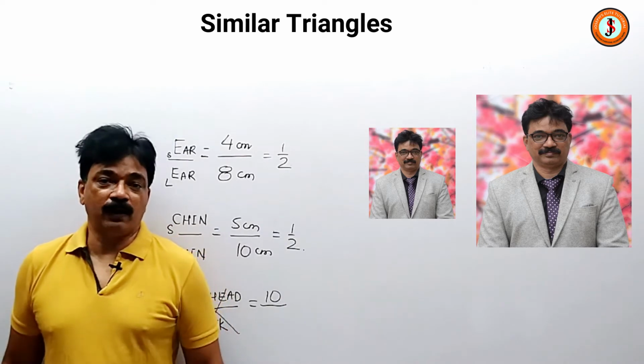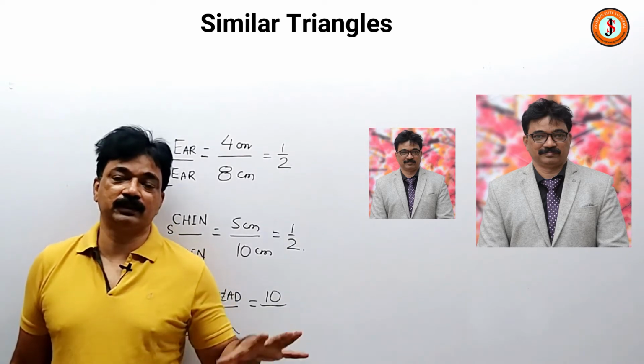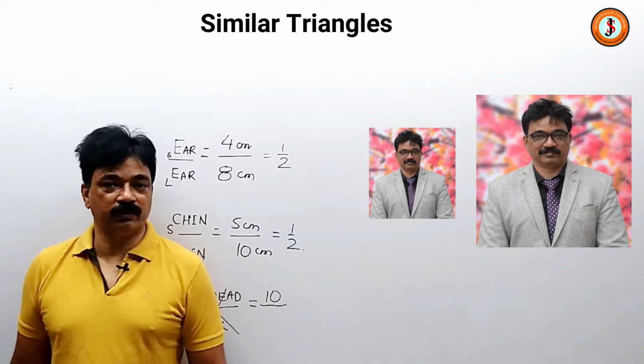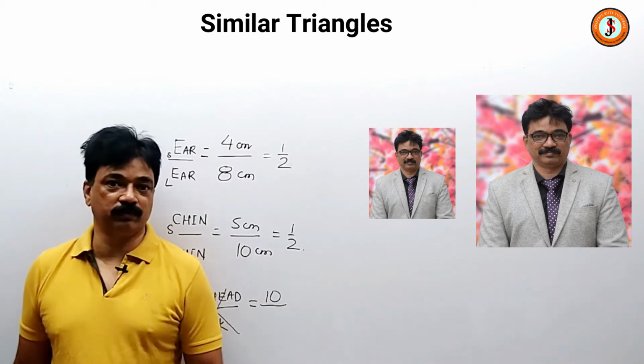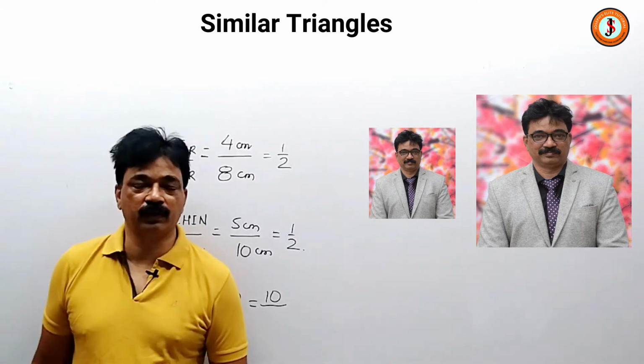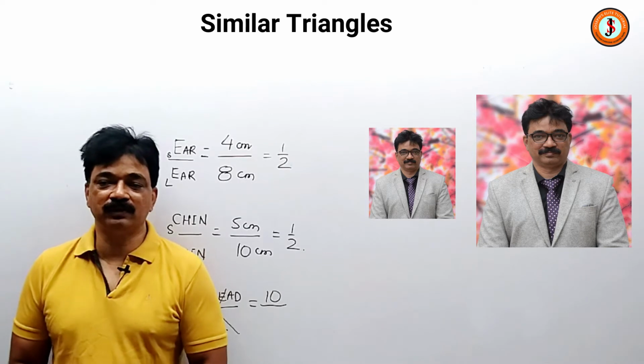Now remember the other part, that all the circles are similar. All the equilateral triangles are similar. And all the squares are similar. Alright, so this you have to remember. That means all the equilateral triangles, why are they similar?